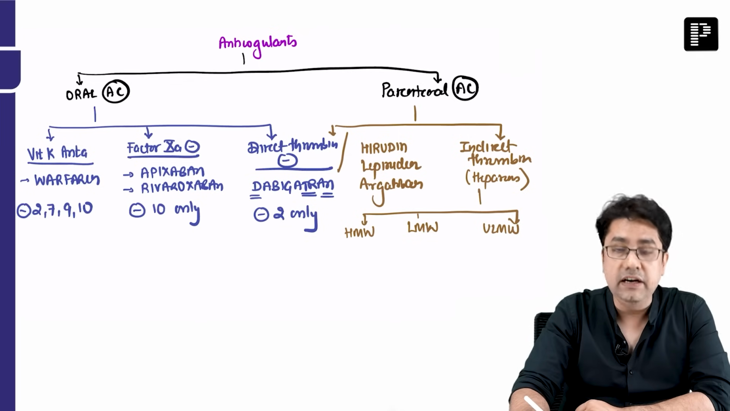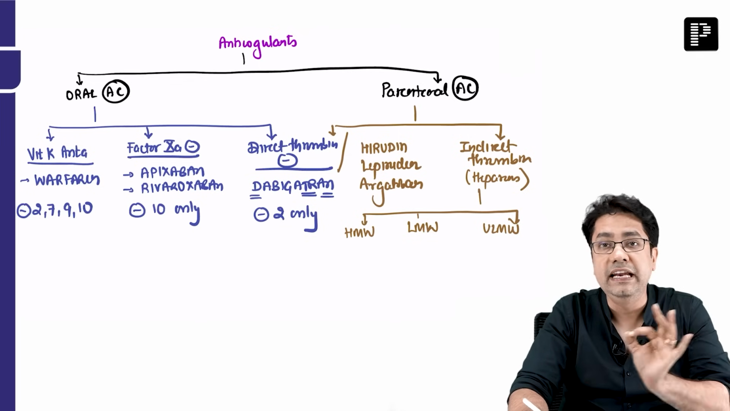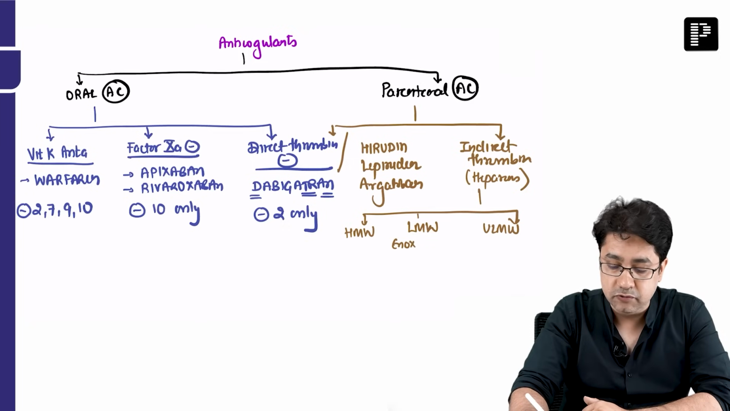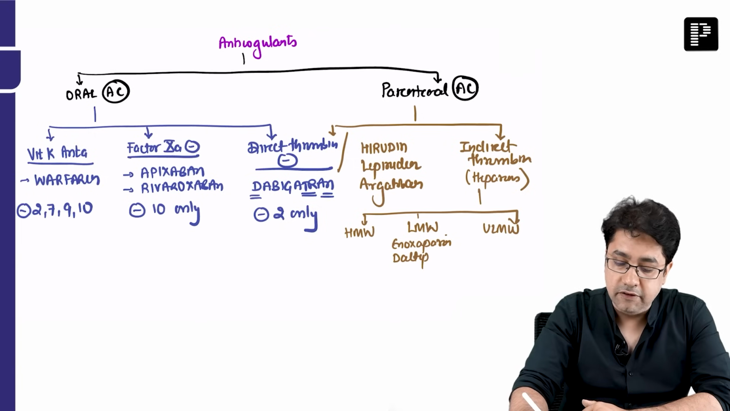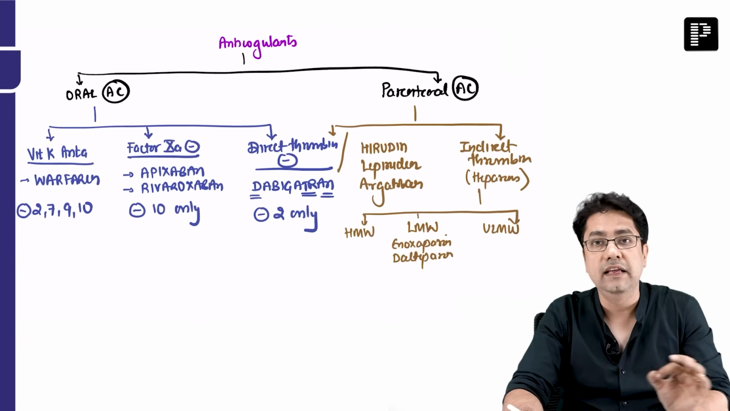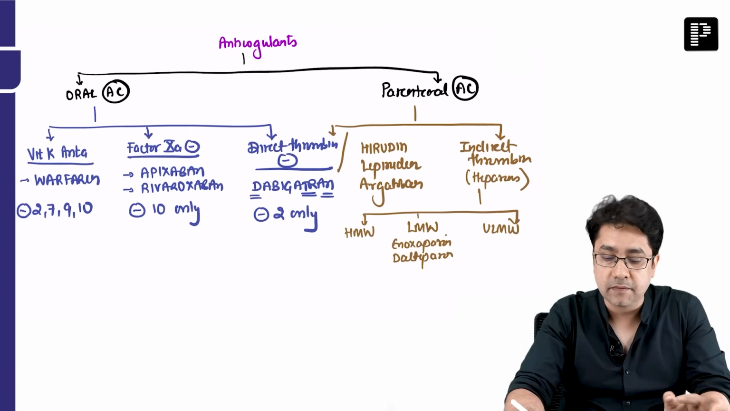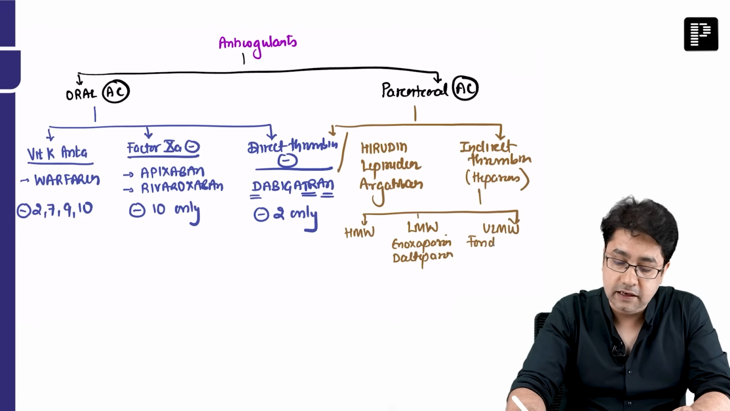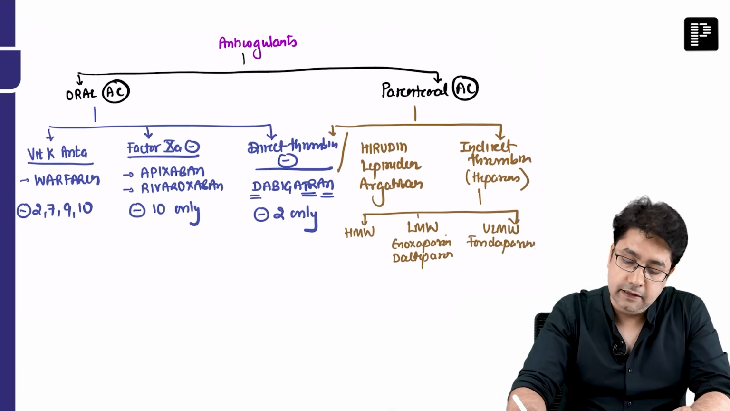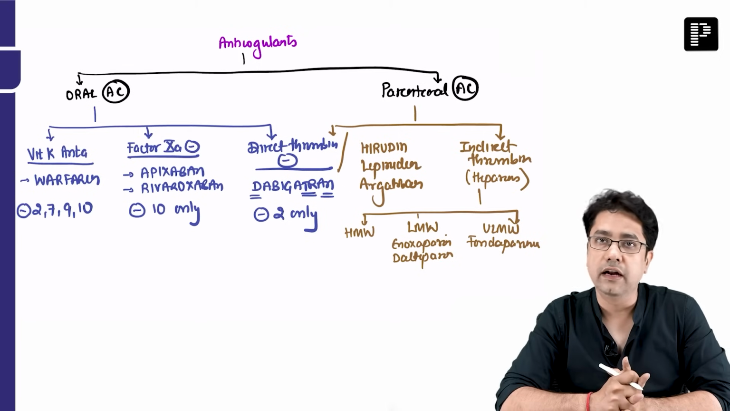Now low molecular weight heparins end with the word parin, like enoxaparin, which was given in the option, dalteparin. While ultra low molecular weight heparins end with the word parinux, like fondaparinux given in the option. Now let's see which anticoagulant drug requires monitoring.